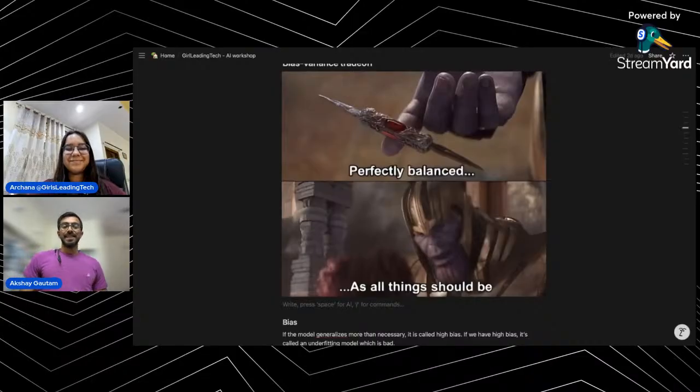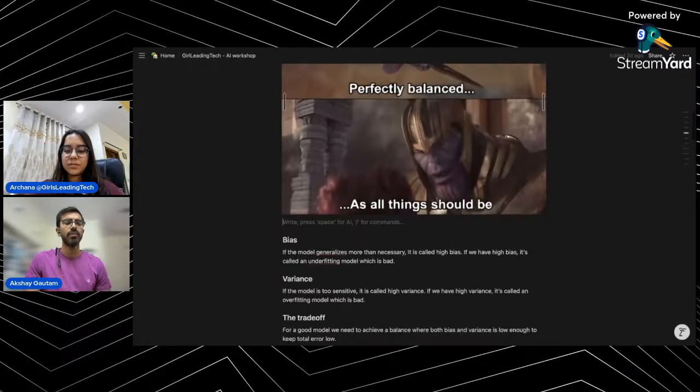So this is the bias variance trade-off. Let's first start with the fact that this has to be balanced. Like Thanos said, it has to be perfectly balanced, like all things should be. So, what does it mean though? What even is bias?